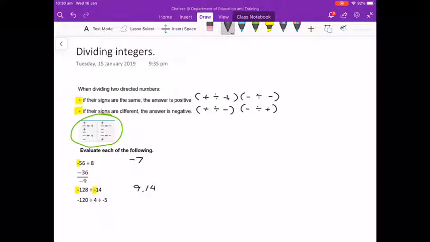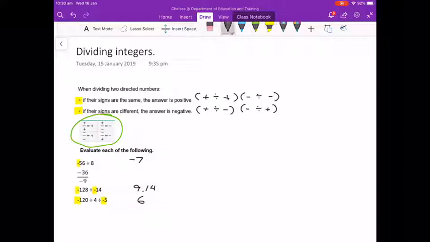We have negative 120 divided by 4 divided by 5. So we have 120 divided by 4, which is 30. And 30 divided by 5 is 6. But let's look at the symbols. We have two negative symbols, and a negative becomes a positive. So the answer is 6.